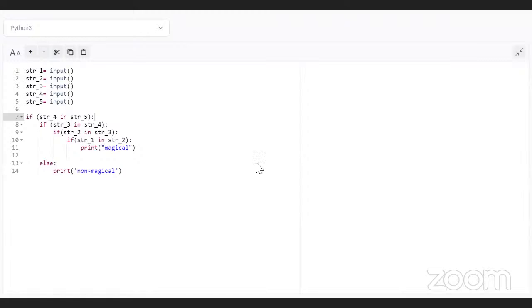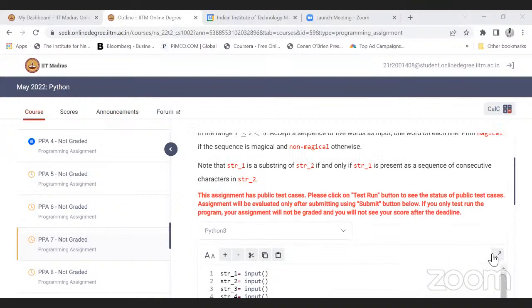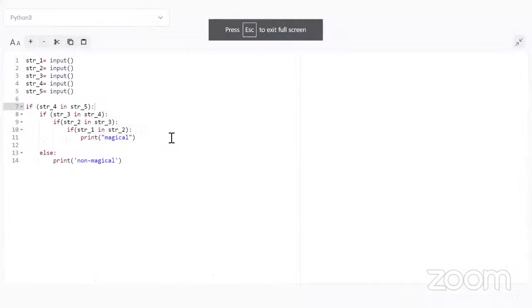If STR3 in STR4, if STR2 in STR3, that is fine, your code works fine if a word is magical. But let me tell you a case where a word is not magical and STR4 is not there in STR5. If STR4 is not there in STR5, your code won't print anything because there is no else for the if statement in line number 7.